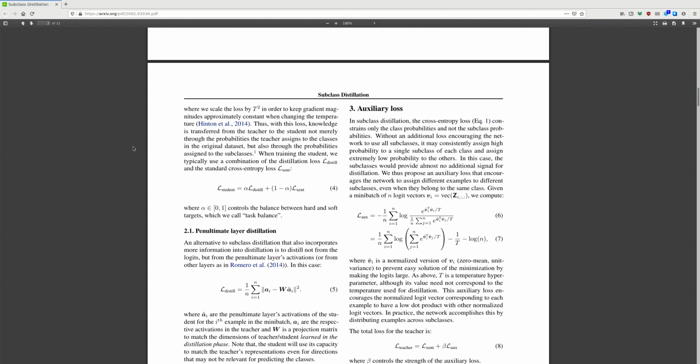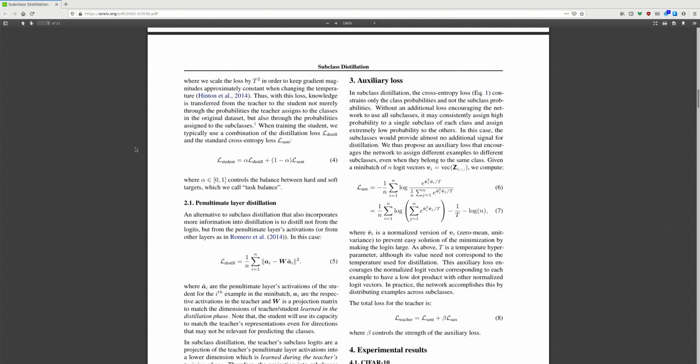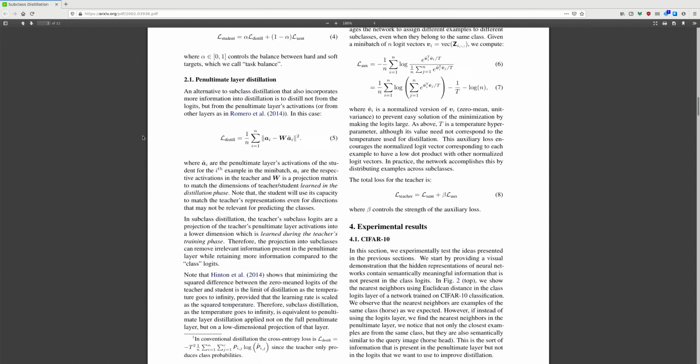Thus, with this loss, the knowledge is transferred from teacher to student not only on the very few probabilities the teacher assigns to the classes in the original dataset, but also through probabilities assigned to the subclasses. When training the student, we typically use a combination of the distillation loss, loss distill, and the standard cross entropy loss, where alpha controls the balance between hard and soft targets, and we call this task balance.